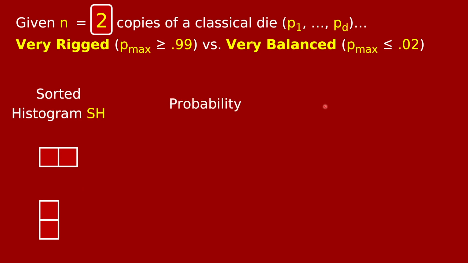Okay, so let's think of the probability of these 2 outcomes. What is the probability if you roll this die twice that you'll get the same outcome both times? Well, the probability that you get 2 1s is p1 squared, the probability that you get 2 2s is p2 squared, and so forth. So the probability that you see this sorted histogram is the sum of the squares of the pj's. And therefore the probability of the rest, that you get 2 distinct, is 1 minus that.